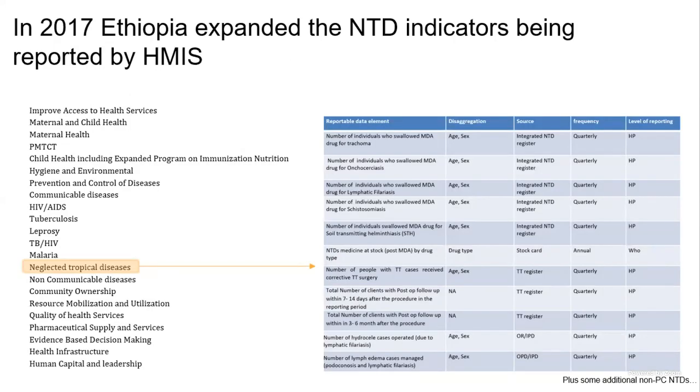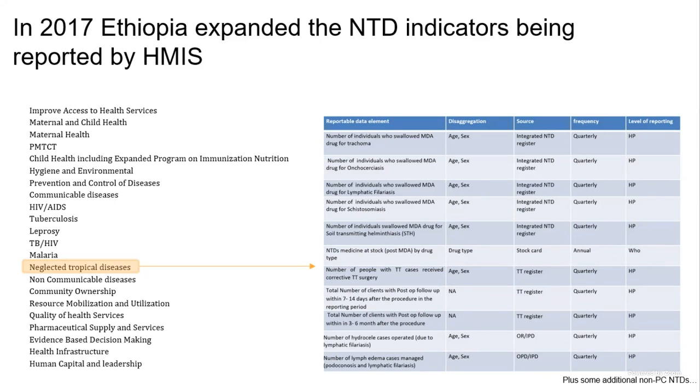Starting in 2017, Ethiopia expanded the NTD indicators being recorded by the HMIS. The listed indicators are planned to collect the NTD program indicators by sex and age disaggregated from health post and health center level. I think most of the data are mass drug administration related data, and case management related data came from HMIS.